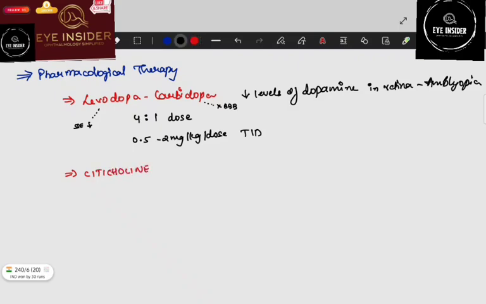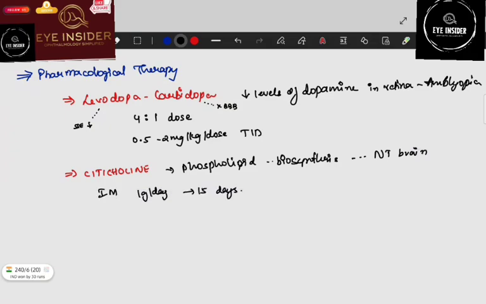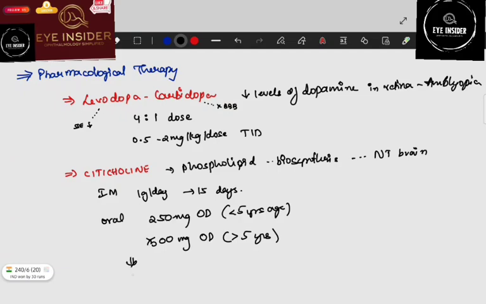Then we have citicoline. Citicoline is a phospholipid enhancer, so it helps in the biosynthesis of phospholipids. This increases the neurotransmitters in the brain. It can be given IM 1 gram per day for 15 days, or orally 250 mg OD if the age is less than 5 years, and in more than 5 years 500 mg OD.